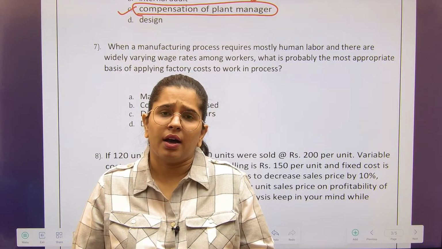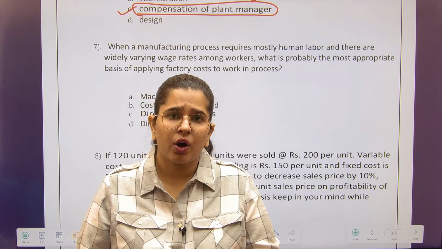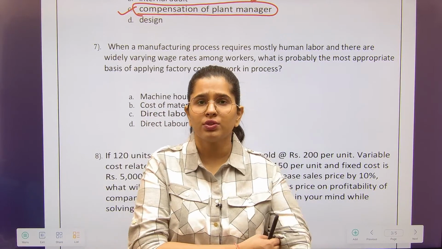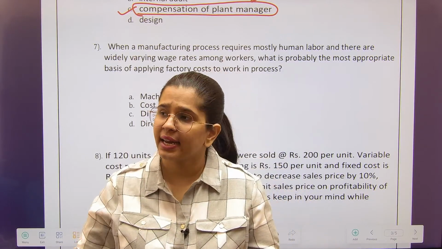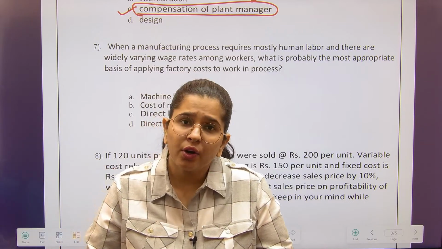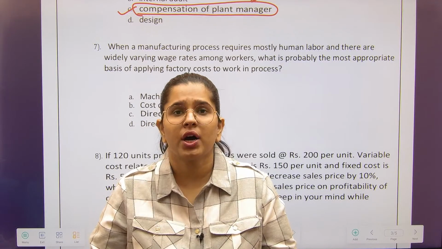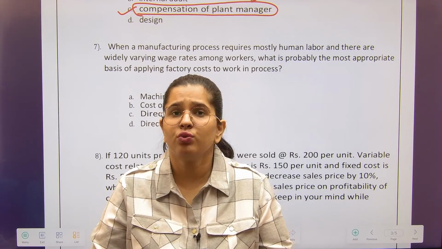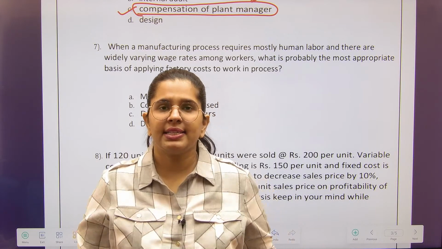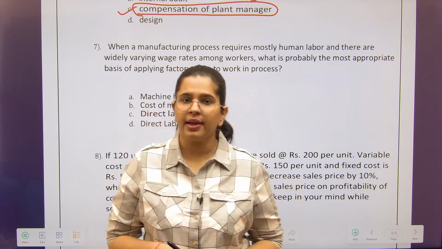See, when you differentiate period cost and product cost, what does it mean? Product cost is all those costs which you can directly identify with your product. Period cost means all those costs which are incurred with respect to time. This is the difference. So change in technology, let's take an example, right?